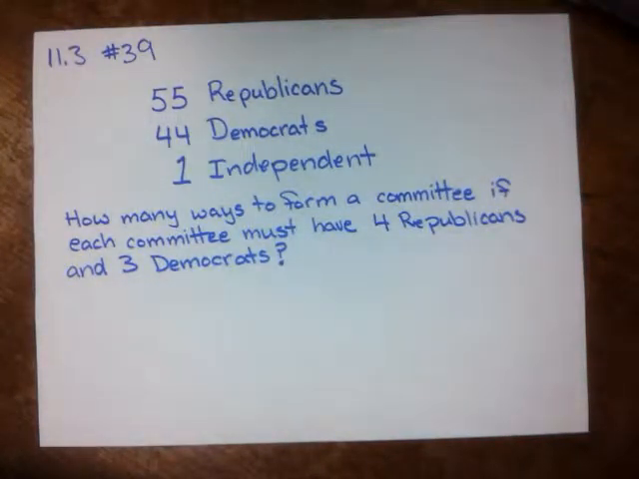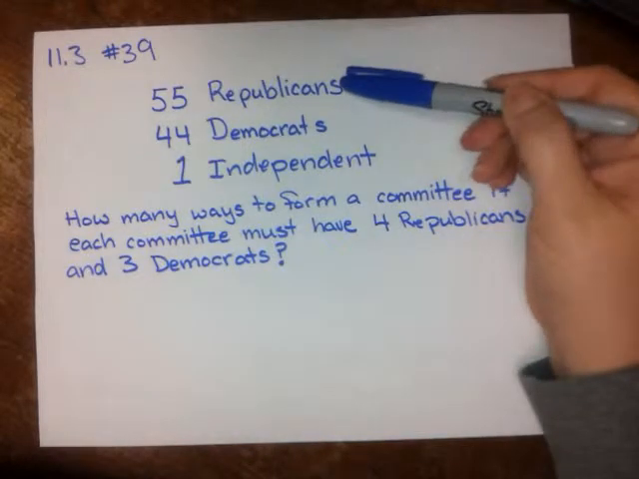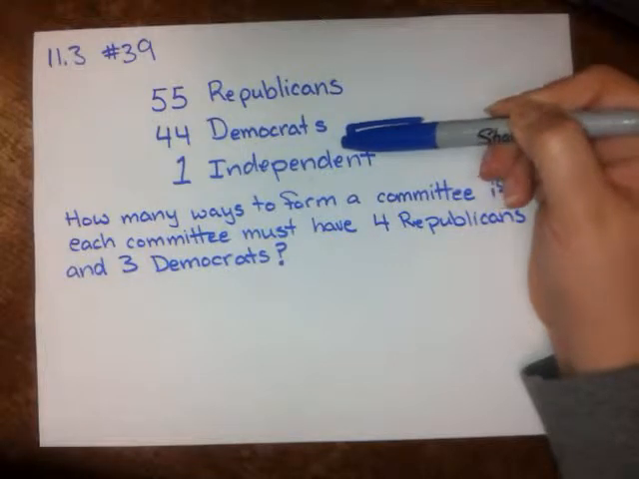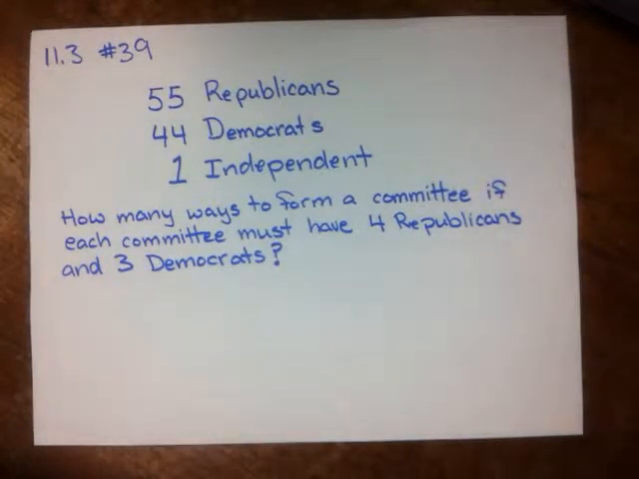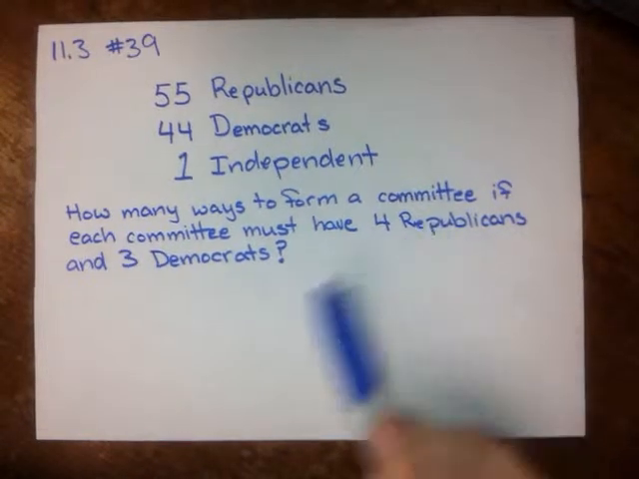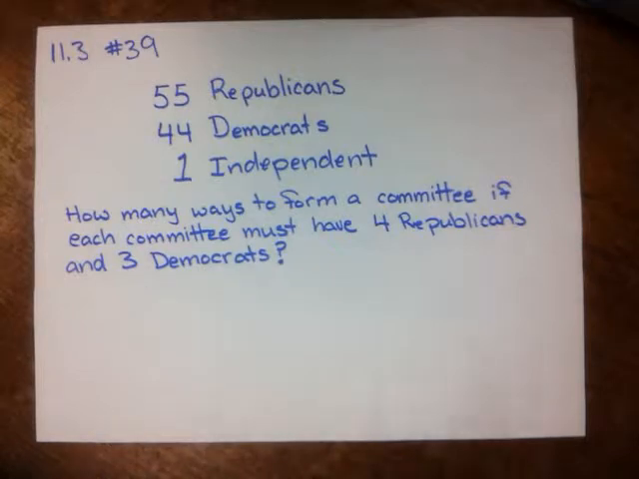In number 39 in section 11.3, they give us some information about the U.S. Senate of the 109th Congress. And what they tell us is that this Senate consisted of 55 Republicans, 44 Democrats, and 1 independent. And the question that they're asking is, how many ways are there to form a committee if each committee must have 4 Republicans and 3 Democrats?